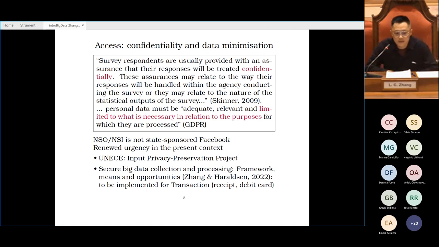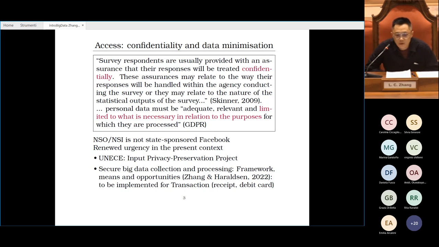Okay, so the next issue, access. I want to emphasize access and assess. I'll just read out directly. Survey respondents are usually provided with an assurance that their responses will be treated confidentially. These assurances may relate to the way their responses will be handled within the agency conducting the survey, or they may relate to the nature of the statistical outputs of the survey. That's from Chris Skinner's chapter on disclosure control. And traditionally, more effort has been on the output rather than the processing or input part, the privacy control.